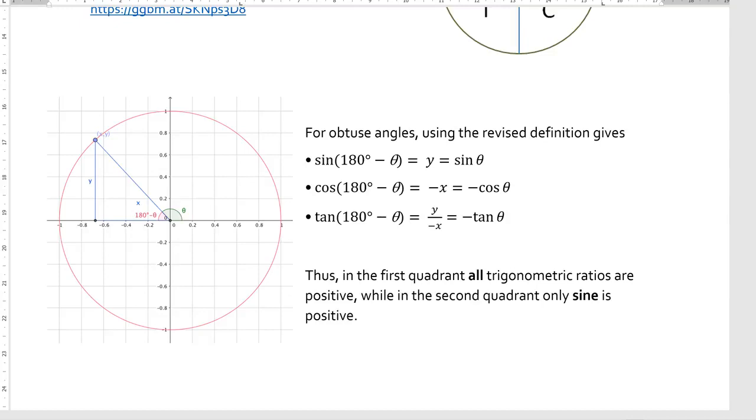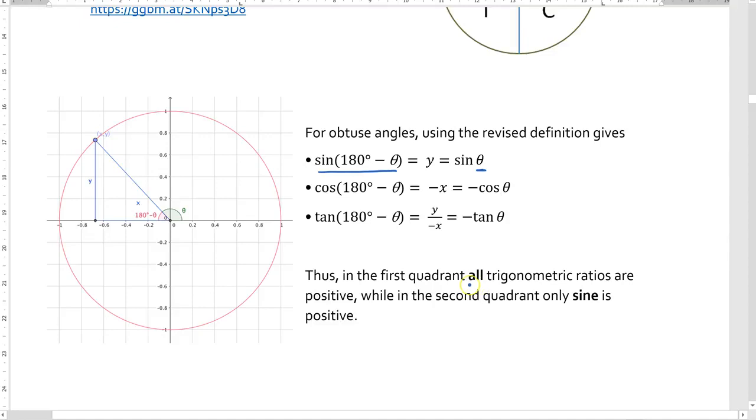Now I'm going to skip quickly through the rest of this because it is just reinforcing or saying more formally what we've just had a look at. So in our second quadrant, sine of the angle theta is equal to the y value of the point, and that is equivalent to sine of 180 degrees minus theta. So as we've said before, it's the angle in the triangle with regard to the horizontal.